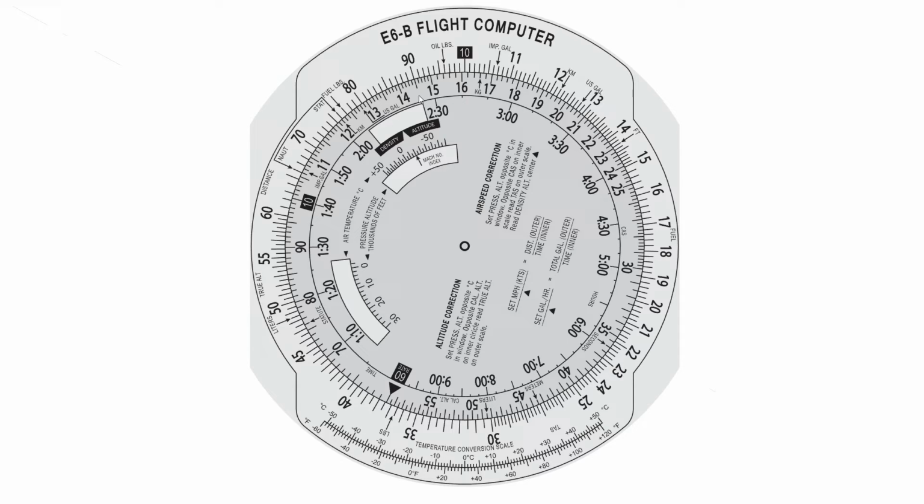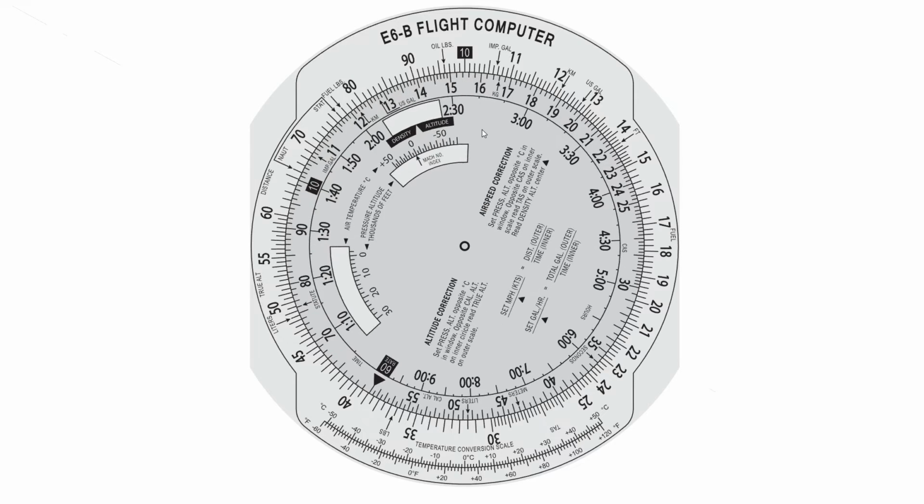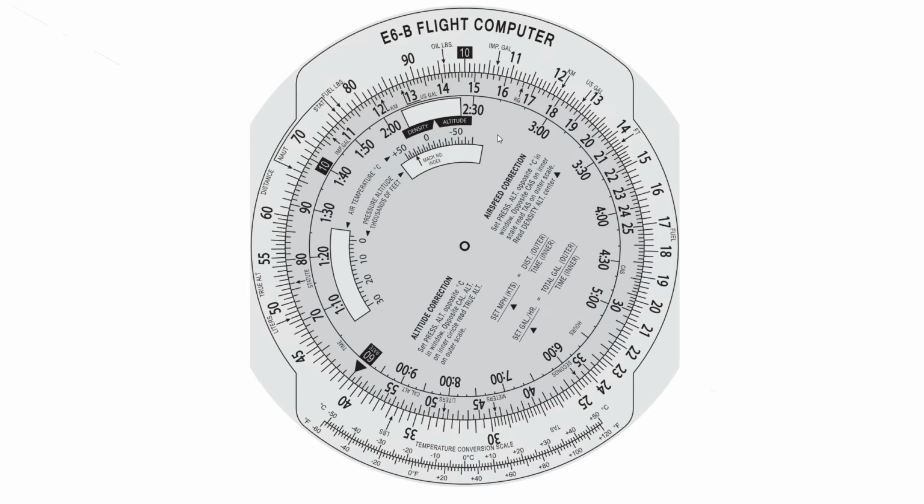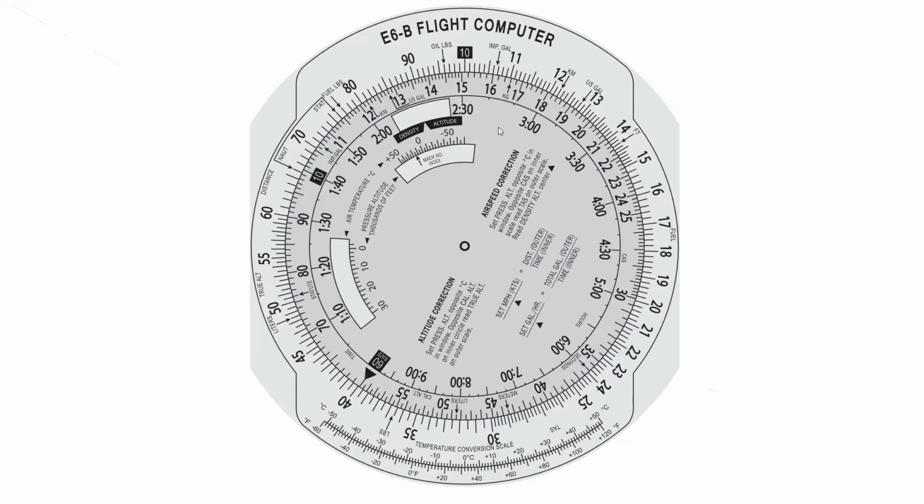So let's say we're going Mach 1. Mach 1 at -20 degrees is just over 620 true airspeed. If we have, let's say, +30 degrees Celsius, Mach 1 is 680, or a little over 680.